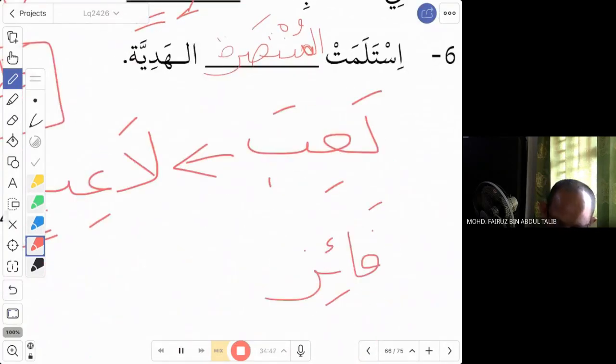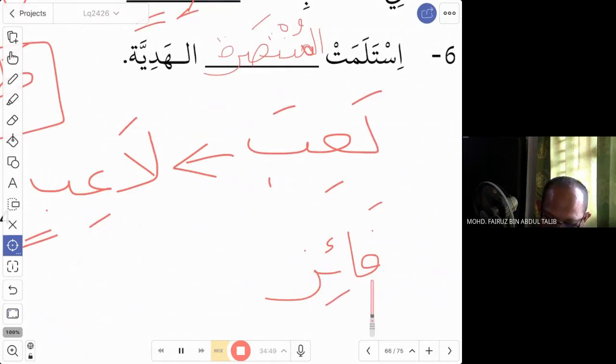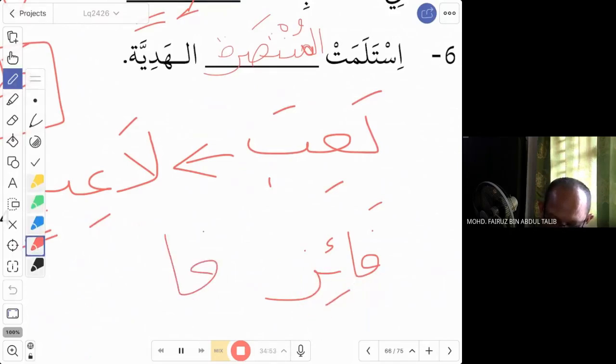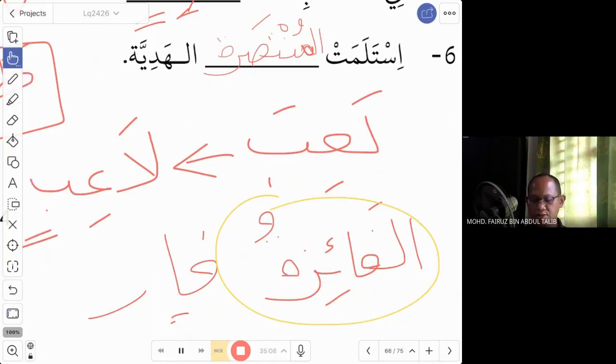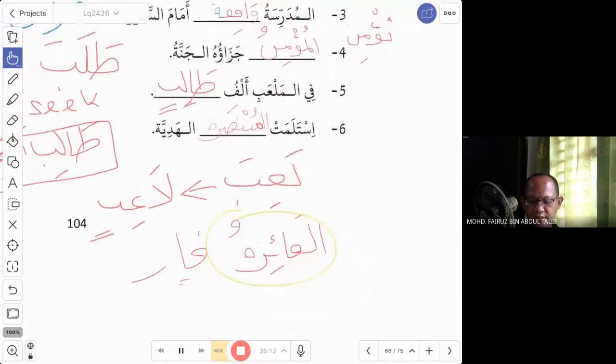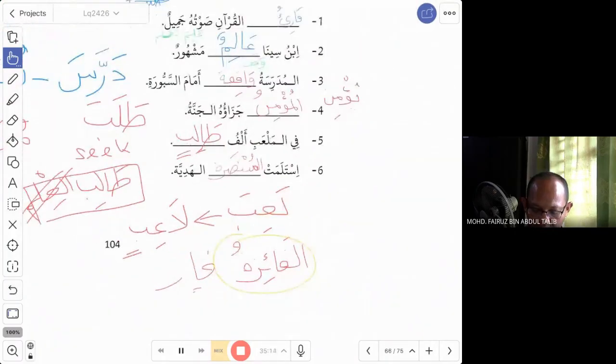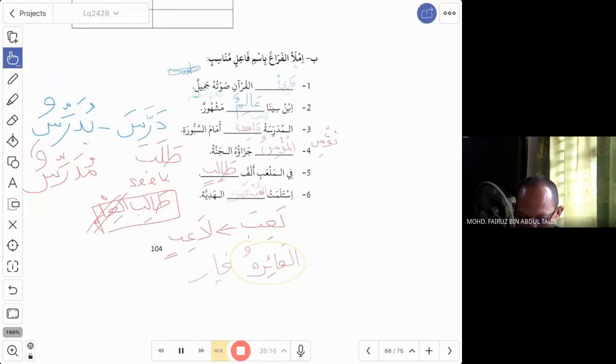Or you can also use this: faiz. This is from the word faza, the three-letter fi'il, but with the alif in the middle. So we change to faiz. So you can also say istalamat al-faizatu. Change to mu'annas. Okay, istalamat al-faizatu. So this is the winner. So the winner has received the present, hadiah. Okay, so this is the answer for at-tadrib al-thani.